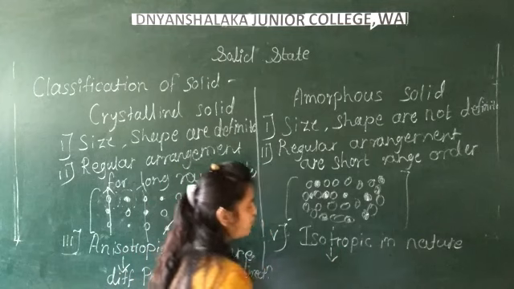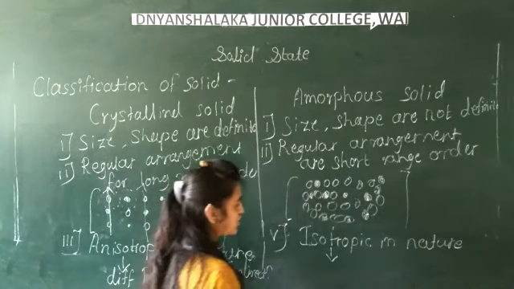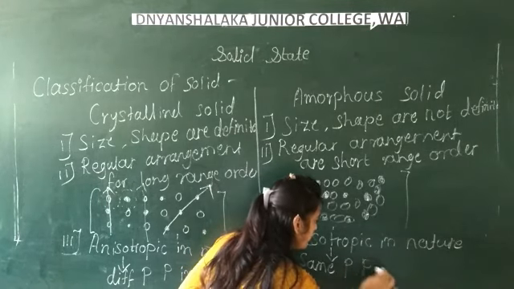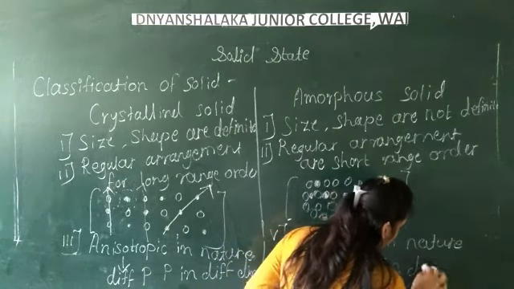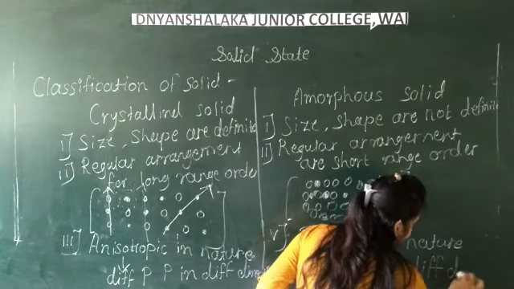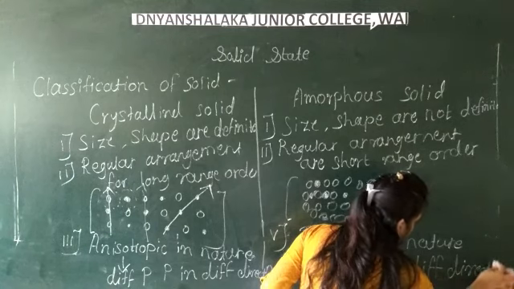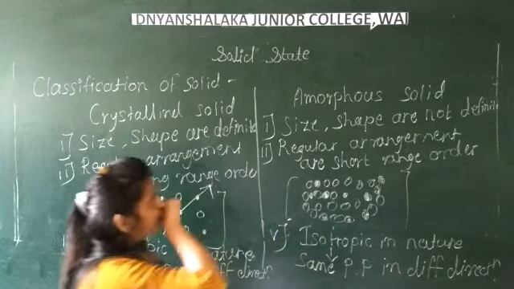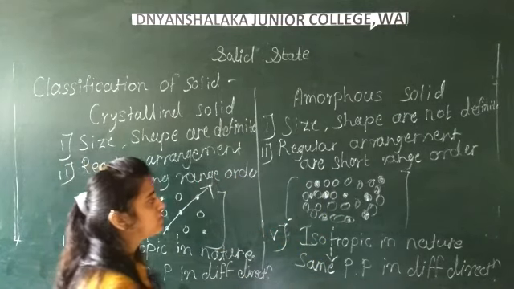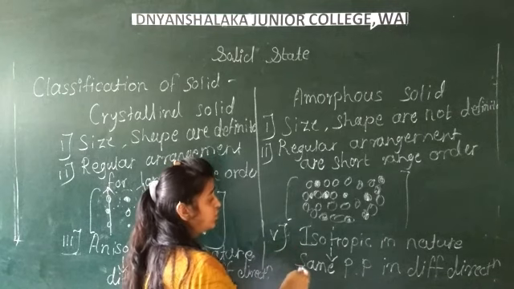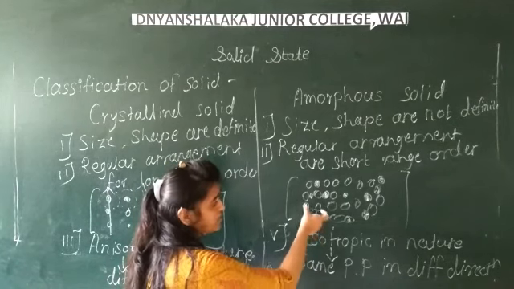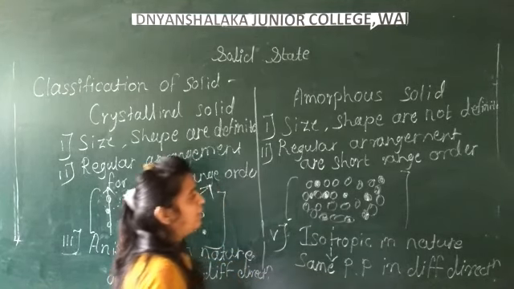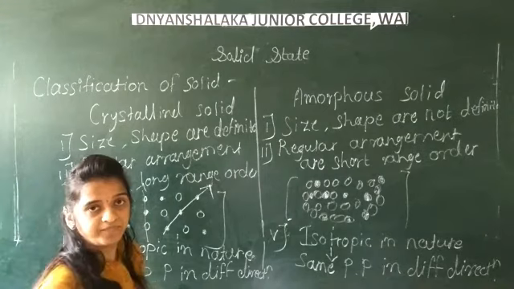But amorphous solid shows isotropic properties. Isotropic means same physical properties in different directions or any direction. For example, the arrangement in amorphous solid is short range order, means this arrangement is not fixed. Due to this reason, same physical properties in different directions, means amorphous solids are isotropic in nature.